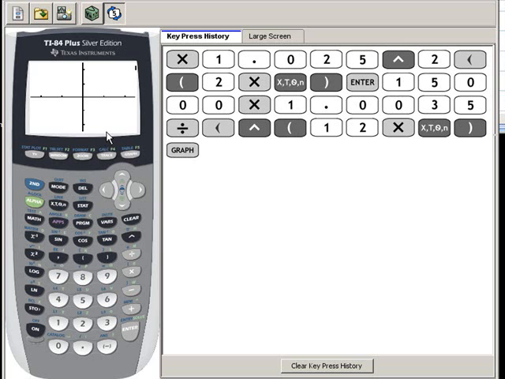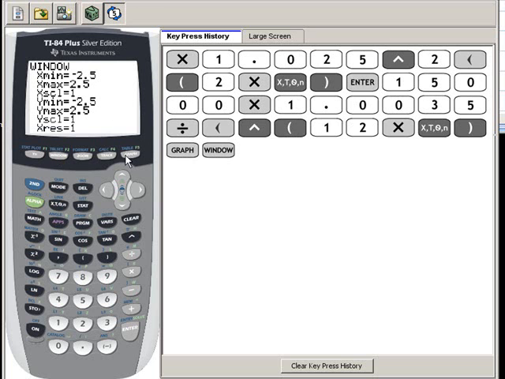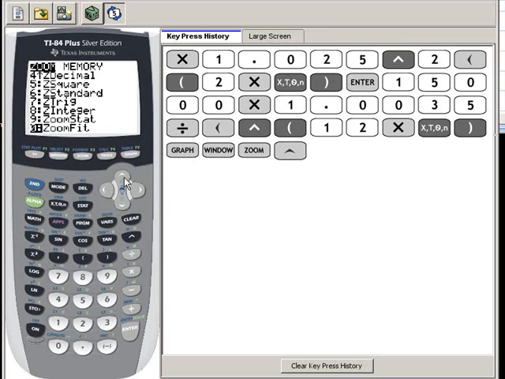It's not showing up on my screen, but you can tell that it's working because it's doing stuff right here. So basically what happened is it graphed and it's not in my window, so I have to go fix my window. So I'm going to go to Window. Oh, maybe I'll go to Zoom. Is there a Zoom Fit? I'm going to go to Zoom Fit and see what that does.